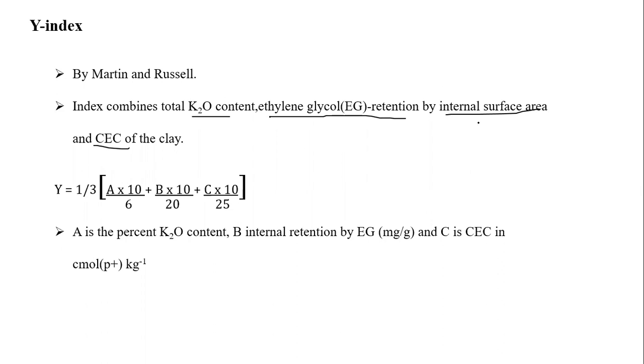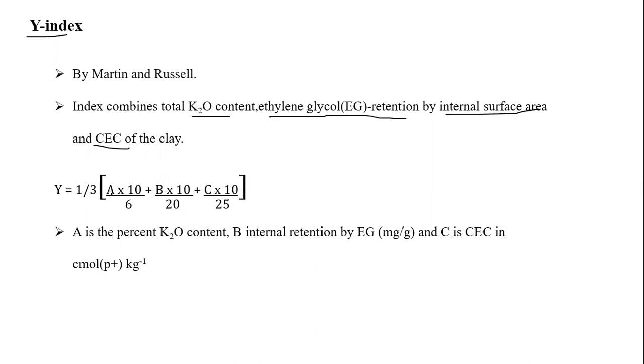By combining all these four, we will get the Y-index. They have given one formula: Y-index, Martin and Russell, is one-third of A into 10, into B into 10, into C. Here, A represents the potassium content, B the internal surface area retention, and C the CEC. By combining all these, we get an index value.